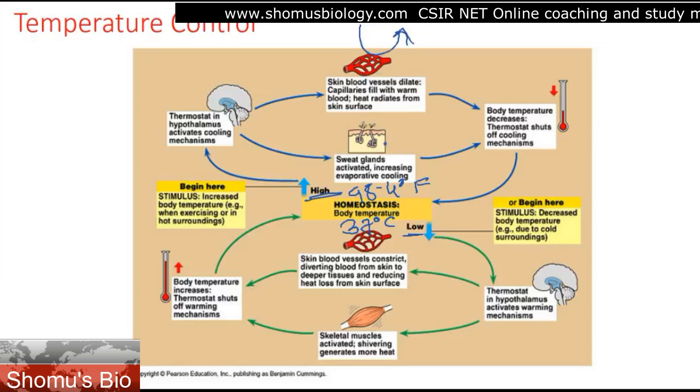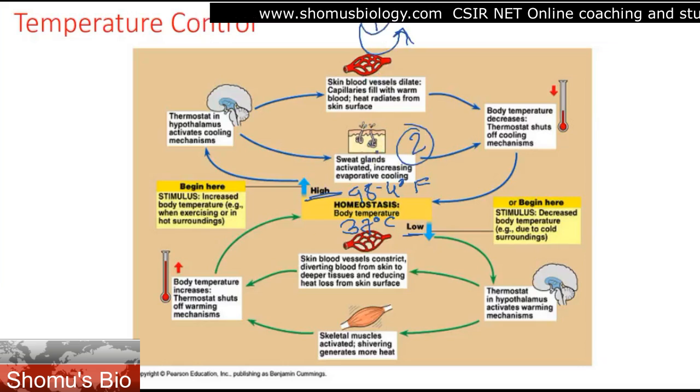That's one thing. The second thing, it also induces the formation of sweat by activating the sweat glands. Sweat causes evaporative cooling. It takes up heat from the skin and evaporates, causing evaporative cooling. Both of these mechanisms together can bring the body temperature down.